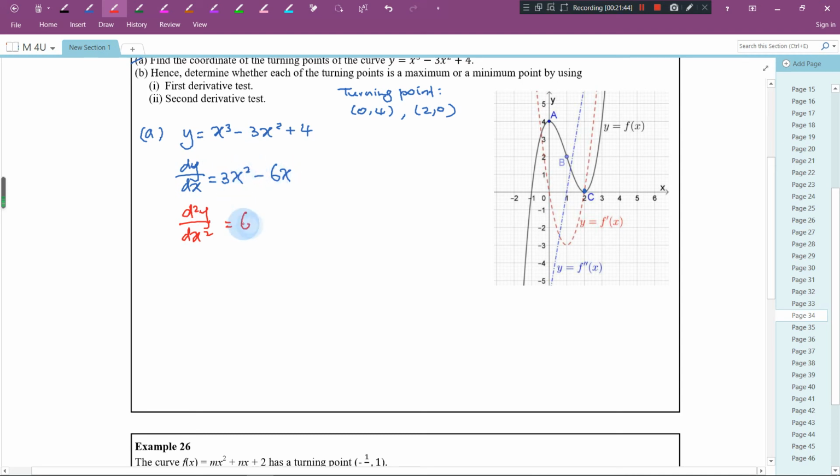But the process is still the same. 2 times 3, you will get 6. Copy the x. The power, you have to minus 1, which you will get 1. You don't have to write 1. Differentiate 6x, you will get 6. Okay, let me check.